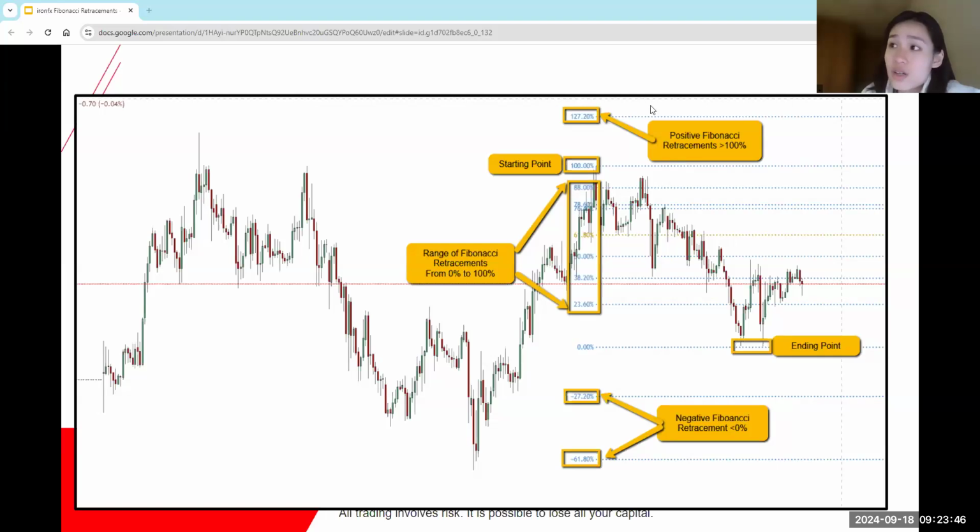Okay, so in all of these methods, you can see positive Fibonacci retracements. These are our extensions. Mid-range are the retracements that we're going to be looking at today. And then the negative, which are the levels less than 0%, which are our expansions. So for all of these 3 Fibonacci techniques, we are only using one tool, the Fibonacci retracement.